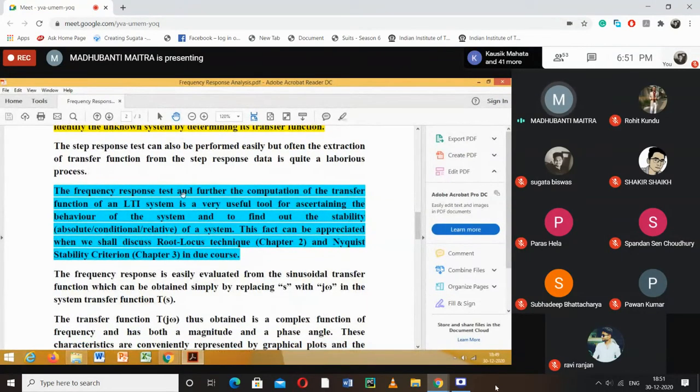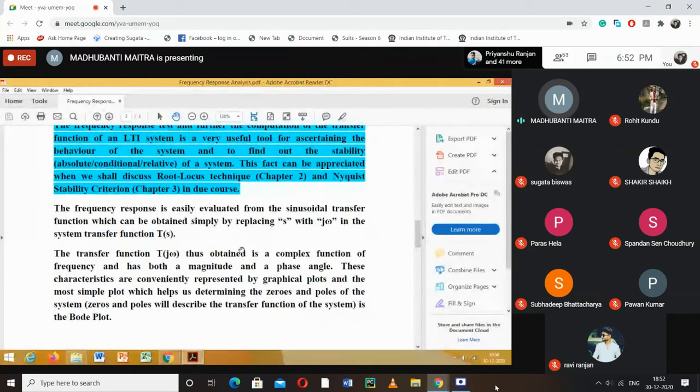So the frequency response test and further computation of the transfer function of an LTI system is a very useful tool for ascertaining the behavior of the system as a whole and to find out the stability, absolute stability and/or conditional stability and/or relative stability of a system. This fact can be appreciated when we discuss the root locus technique, which is the second module of this course, and the Nyquist stability criterion, which is the third module of this course.